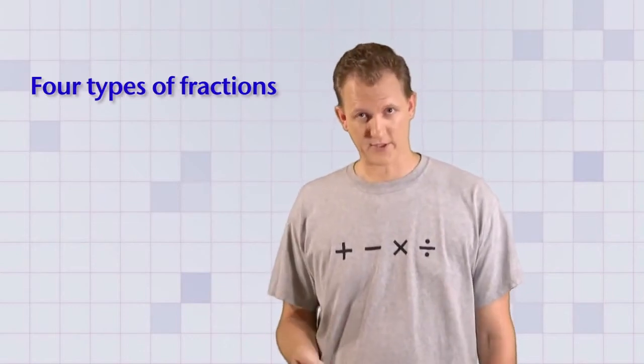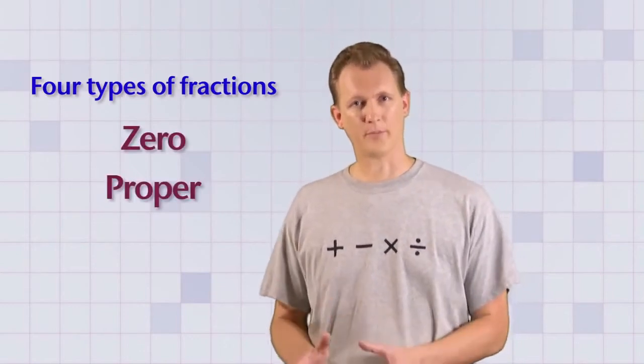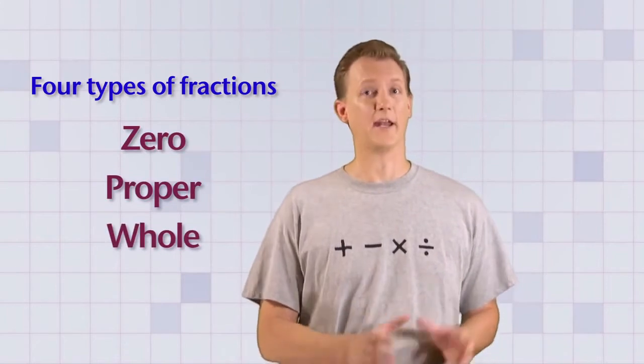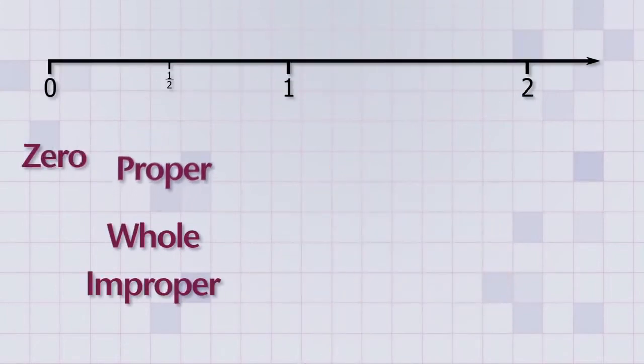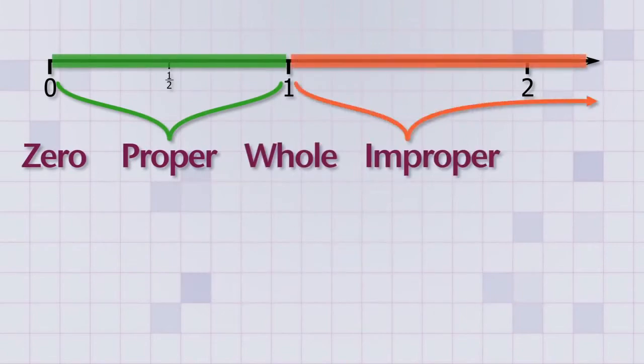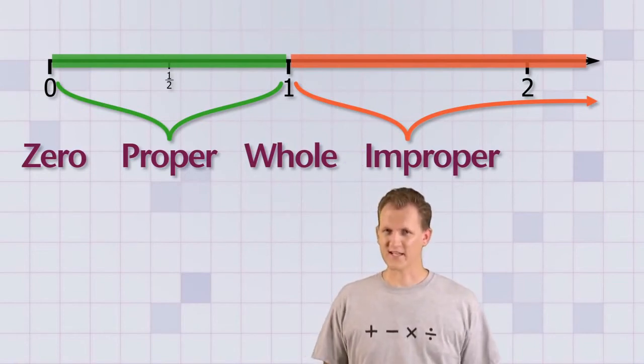Alright, these rules show that we have 4 main types of fractions. We have zero fractions, proper fractions, whole fractions, and improper fractions. Knowing that these main types are in order from smallest to largest on the number line allows you to do some very simple comparisons between the 4 types of fractions. That's because we know that a zero fraction is always less than a proper fraction, and a proper fraction is always less than a whole fraction, and a whole fraction is always less than an improper fraction. Let's do a few comparisons to get the hang of it.